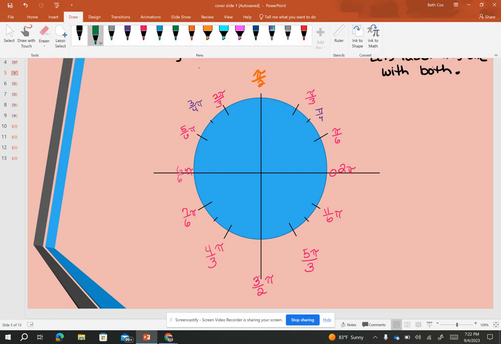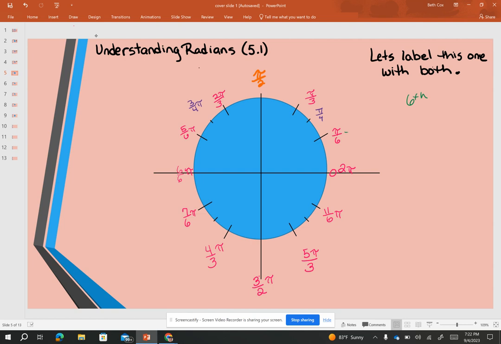And remember, this sixths was 30 degrees. 30, 60, 90, 120, this would be 150, 180, 210, 240, 270, 300, 330, and all the way around would be 360. So there are the degrees. Sixths are in 30-degree increments.